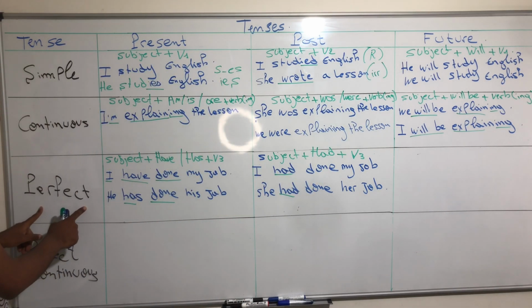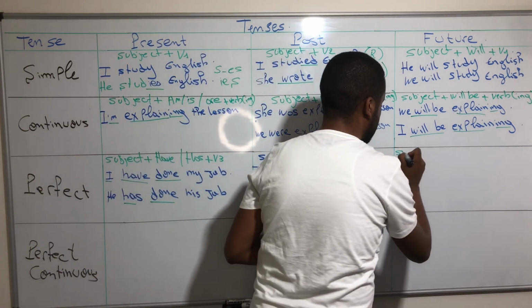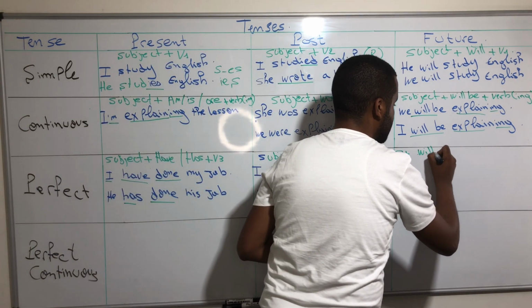Excellent. Good. So we move to the future perfect. Okay. Future perfect. So the rule of future perfect is we need the subject plus will have.